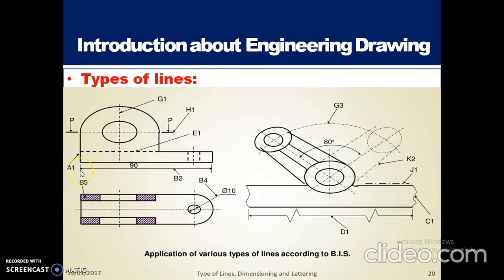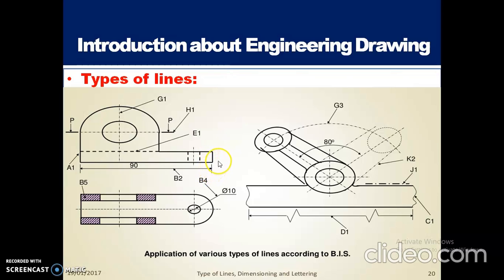So here, this line is an extension line, this one also, and this one also. What does extension line mean? A thin line which is extending from the outline of the object. This is the outline of the object, the outer edge of the main object. From this point we are extending, so that's why it is an extension line.